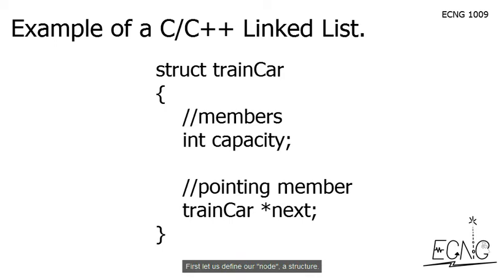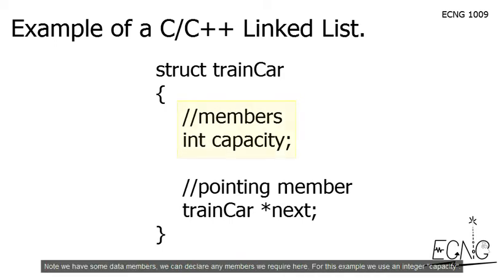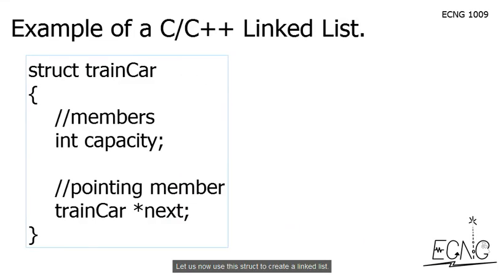First, let us define our node structure. Note we have some data members. We can declare any members we require here. For this example, we use an integer capacity. And we have a pointing member, next, which is a pointer that points to another struct instance of the same type, train car.